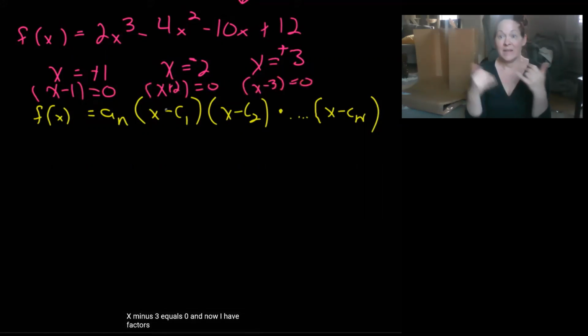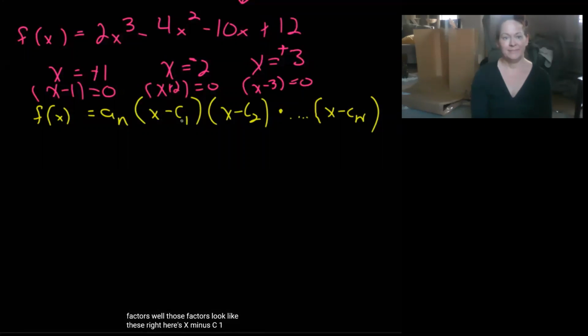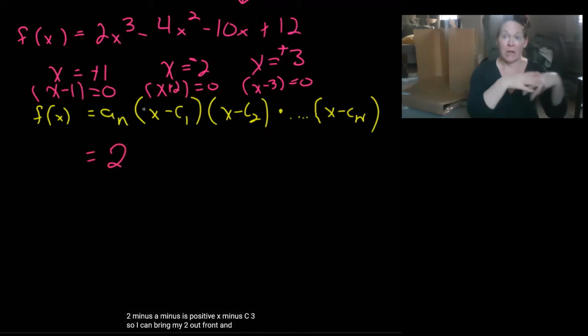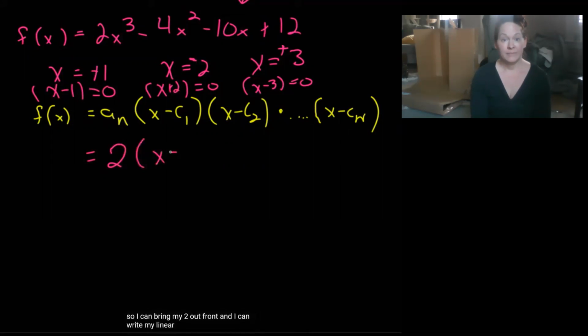And now I have factors. Well, those factors look like these, right? Here's x minus c1, x minus c2, minus a minus is positive, x minus c3. So I can bring my 2 out front, and I can write my linear factors.